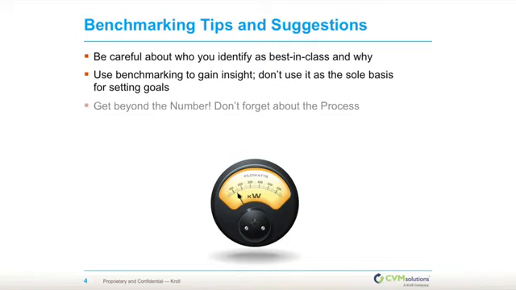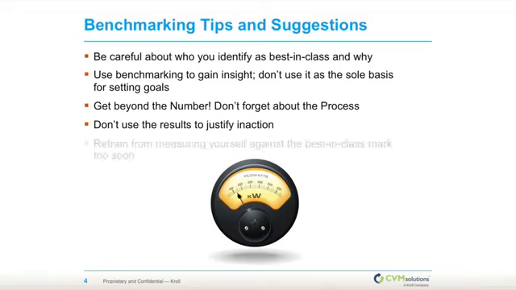Benchmarking shouldn't just be about figuring out what the target number should be. It should also be about determining what processes are being utilized by the programs that are able to achieve these results. Don't use the results to justify non-action. If there are a few diverse suppliers in a commodity area that is important for your organization, this represents a diverse supplier development opportunity.